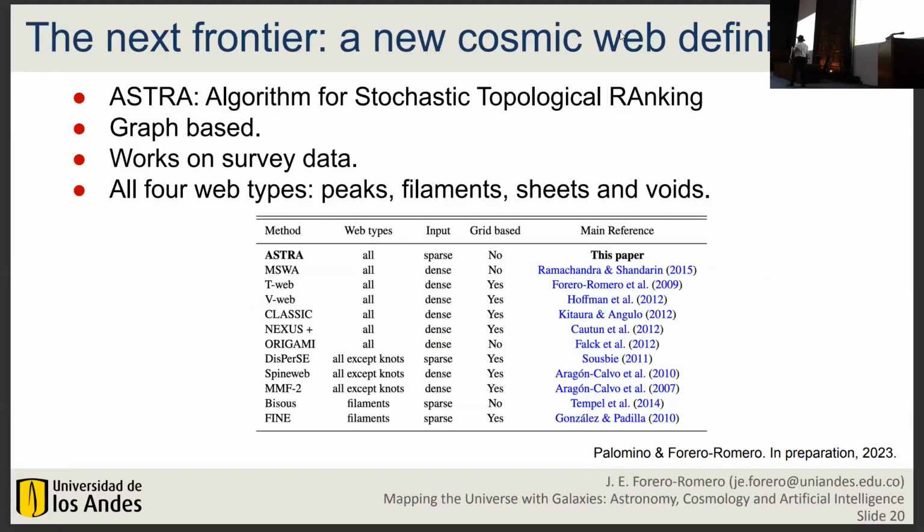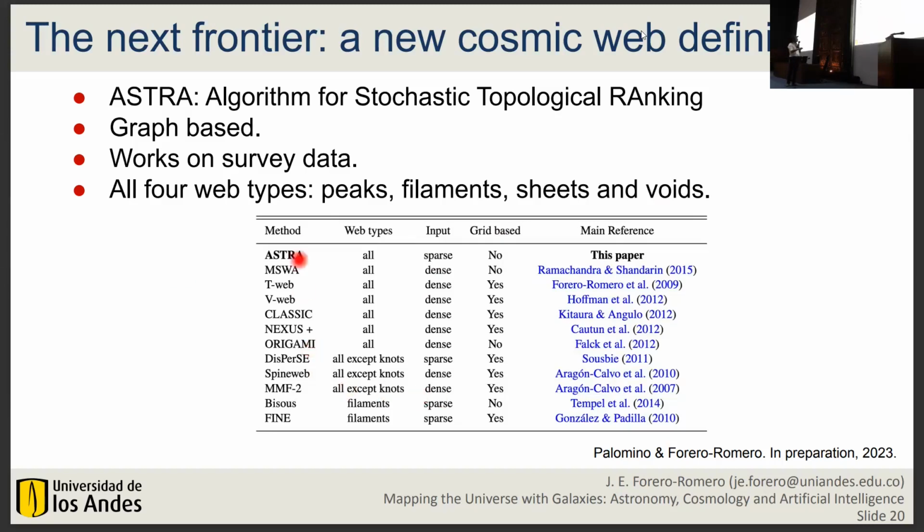So what is the next frontier for us? We are having a new cosmic web definition. So this is the list I showed you before from this summary paper, and from what I've seen in some of the talks here, DisPerSE is one of the most popular ones. The limitation of DisPerSE is that it can only classify galaxies into 3 of the 4 web types. And the limitation of all the others is that they have to use a grid.